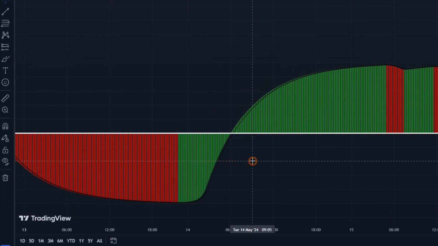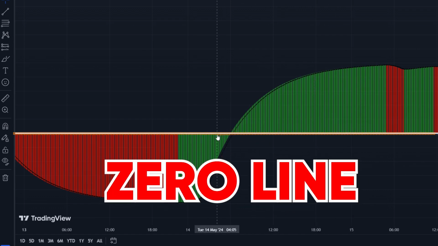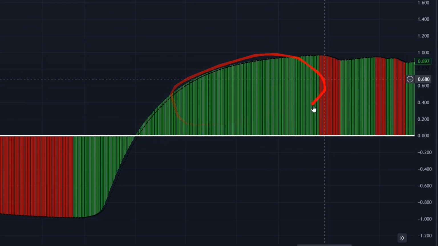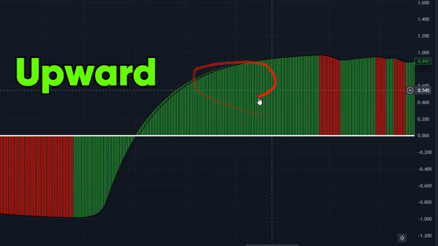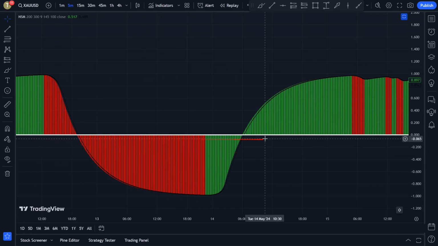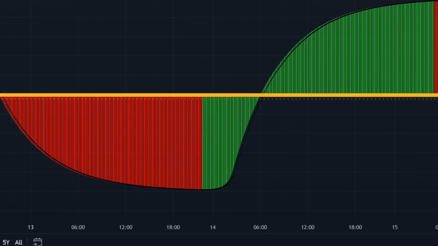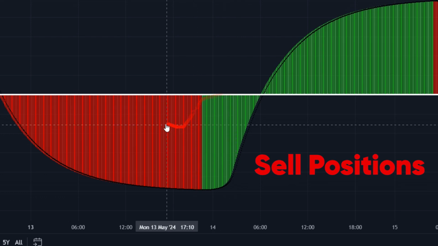This indicator consists of two parts separated by this line, which we call the zero line. Whenever the columns of this indicator are green and placed above the zero line, we consider the trend to be upward and look for buy positions. Whenever the columns of this indicator are red and placed below the zero line, we understand that we are in a downtrend and only look for sell positions.